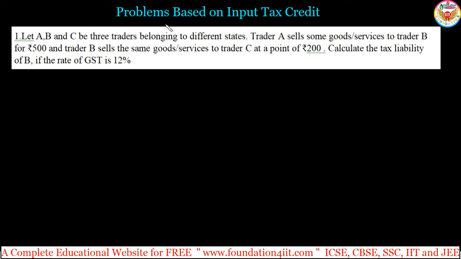So let us see some problems based on input tax credit. Most of the questions will be asked in this way. You can see the last word once: calculate the tax liability of B. Okay, the tax liability is tax on profit.